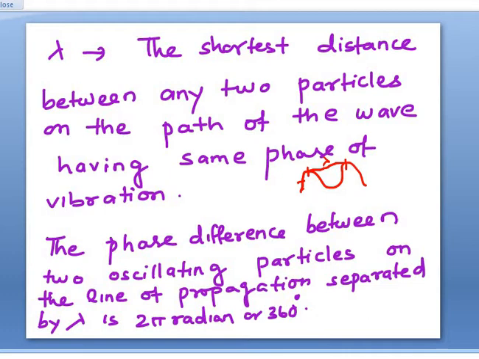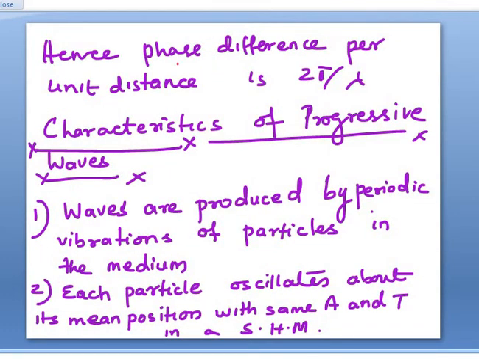360 degrees. Now, moving further, the phase difference per unit distance will be 2 pi by lambda. We know the total phase difference for a distance of lambda is 2 pi. Then for unit distance it will be 2 pi by lambda. For a distance x it will be 2 pi by lambda times x. This is pure mathematics, nothing else.